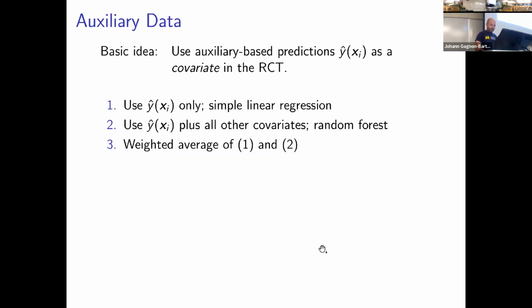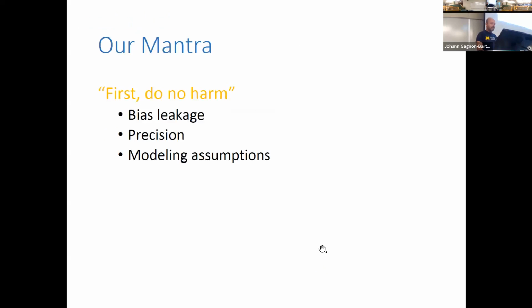And this will be an ensemble approach. So going back again to our mantra, at this point, we've guaranteed no bias leakage. We're not using any additional modeling assumptions. And as long as we don't do anything too crazy, which is pretty easy in practice not to do, we'll end up either improving precision or at least not hurting it.